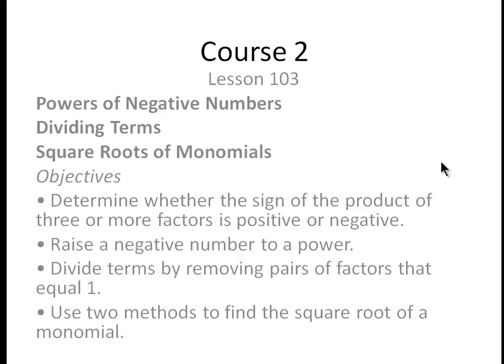We're going to determine whether the sign of the product of 3 or more factors is positive or negative just by counting them up. We're going to raise the negative number to a power, and we're going to divide terms by removing pairs of factors that equal 1. And we're going to use 2 methods to find the square root of a monomial. All right, so let's get started.